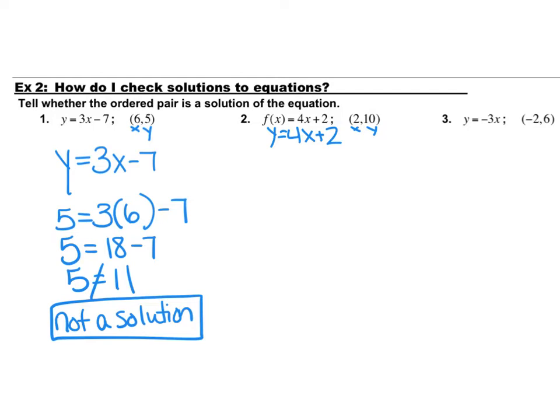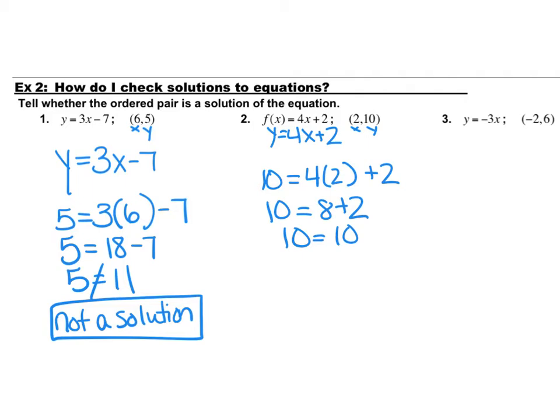We're going to plug in the 10 for the f of x or for the y. We have 10 is equal to 4 times 2 plus 2. All right, is 10 equal to 8 plus 2? Yes, 10 is equal to 10. So in this case, yes, this is a solution.